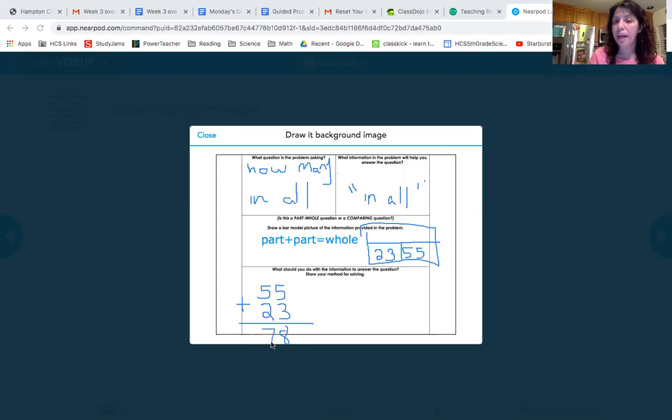So how many elephants are in all? It's going to be 78. Well, does that make sense? The question asks, how many elephants are in the zoo in all? And I can answer that with a sentence. There are 78 elephants in the zoo. So that definitely makes sense. So that is the correct answer.